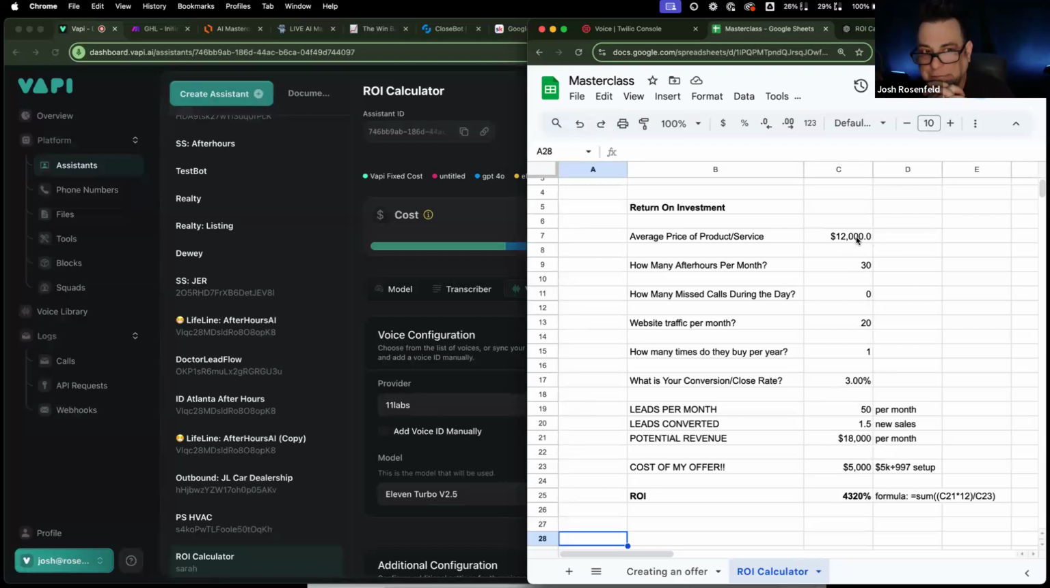That's great to hear. How much website traffic do you get per month? Not that much, maybe 1,000 people. Thanks for sharing that. How many times does a typical customer buy per year? Just once. We're a roofing company. Understood. What is your average conversion close rate in percent? 3%. Got it. That's a 0.03 conversion rate. Let's calculate your estimated ROI. 30 after-hours inquiries, plus 0 missed calls, plus 1,000 website traffic, 1030. 1030, that's 0.03 equals 30.9.